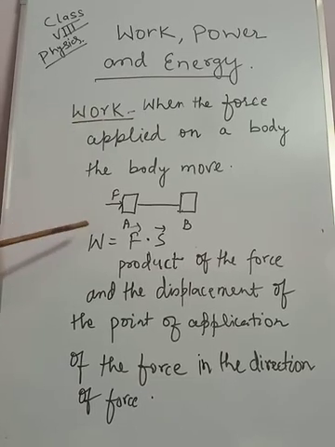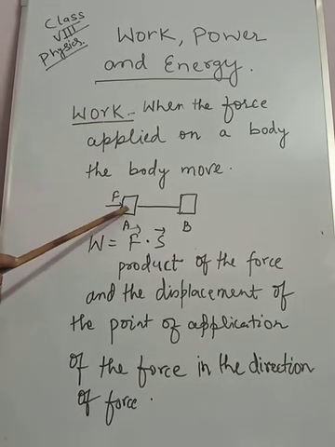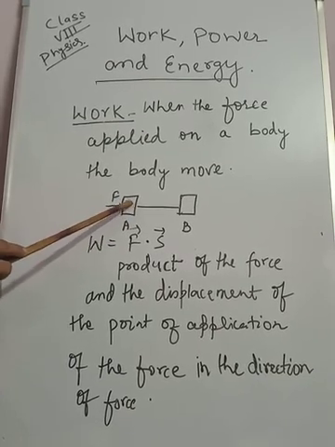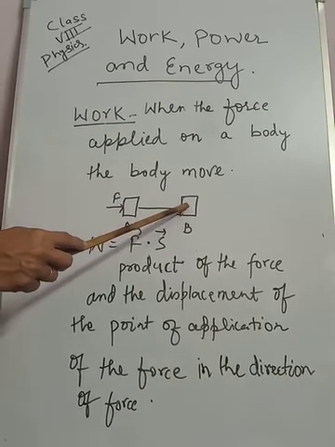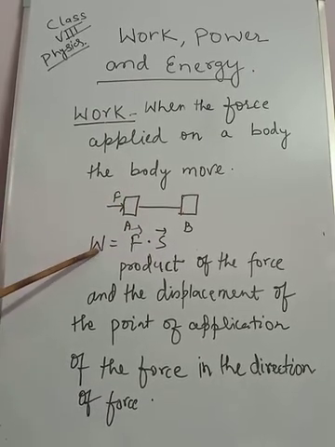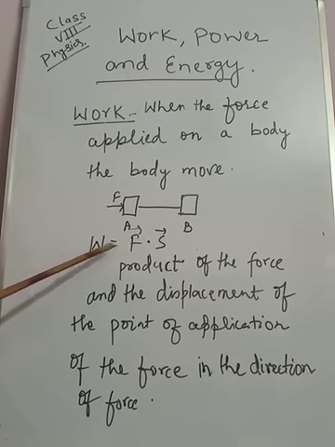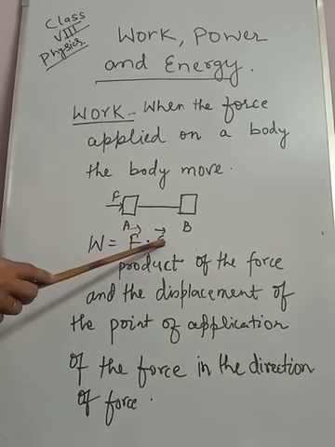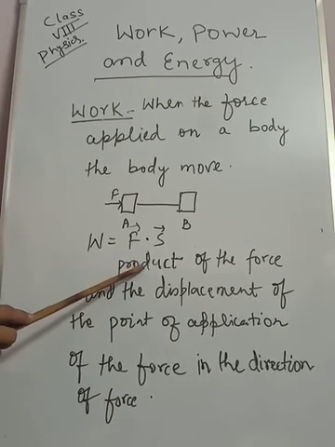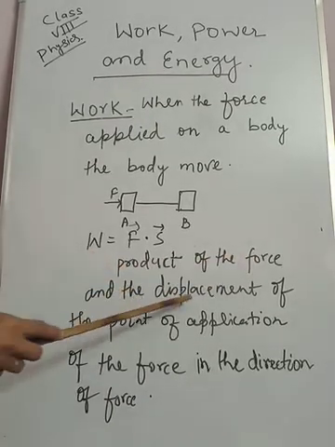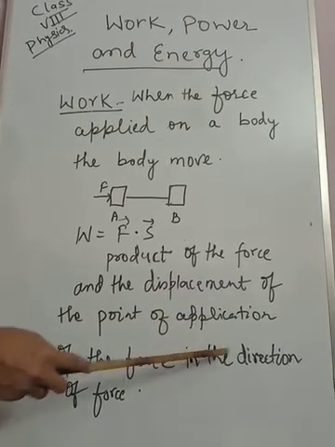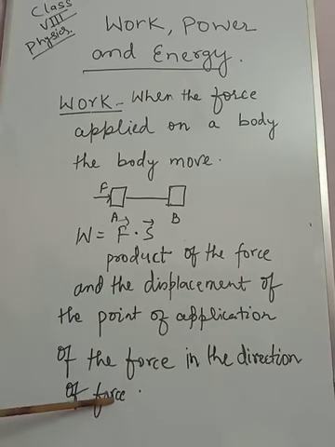is done. In this figure, you see that if at point A a force is applied, the object moves in the direction of force to point B. Then we say that work is done. So the formula is work is equal to force into displacement. Simply, we say that work is the product of the force and the displacement of the point of application of the force in the direction of force.